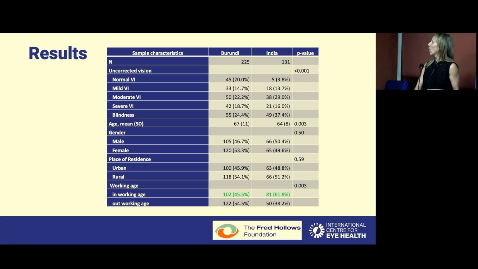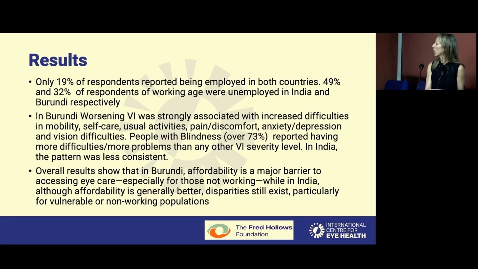So in terms of the results, we had 31 responses in India and 225 in Burundi. We have a good distribution in terms of the levels of vision impairment, a good distribution of gender, and mostly rural areas, and a good distribution in terms of working age population, because we needed to have some insights about if people are working or not, because that was one of our objectives.